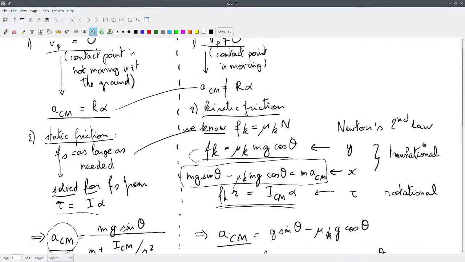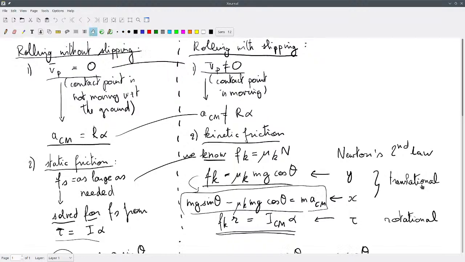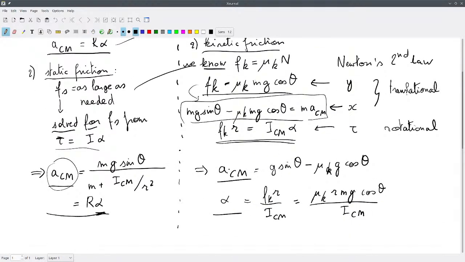So just to look at that again, the differences between rolling without slipping and rolling with slipping are related to the contact point. In the case of rolling without slipping, it has a 0 velocity relative to the ground, or relative to the slope that it's rolling on. And that then causes the differences in static and kinetic friction, and it causes some different equations and ultimately different results. So that's what we get in this case. Okay.